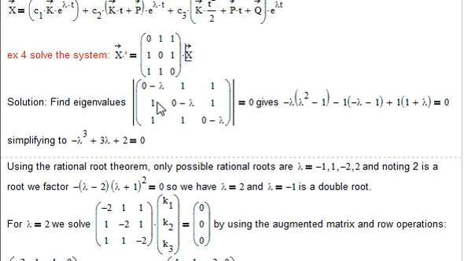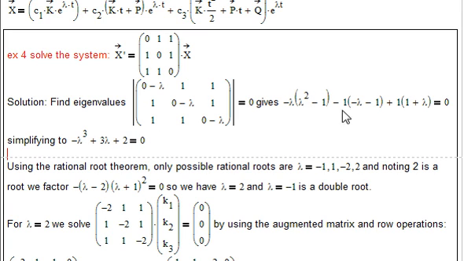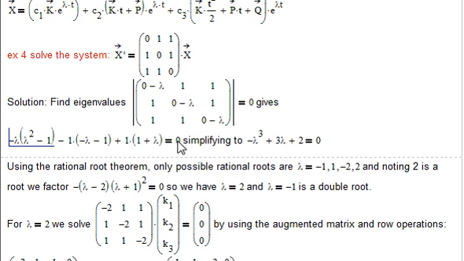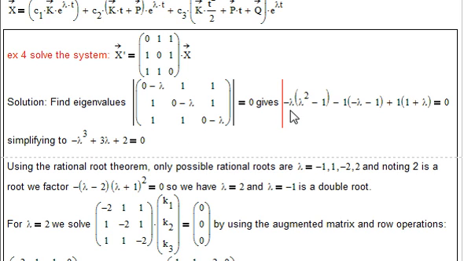And so that gives us, if I expand about, let's say, the first row or column, we actually get the same thing if we do that. So negative lambda times lambda squared minus 1 times negative lambda minus 1, and then plus 1 times 1 plus lambda. Simplifying all of this, equal to 0, if you do the math on that.